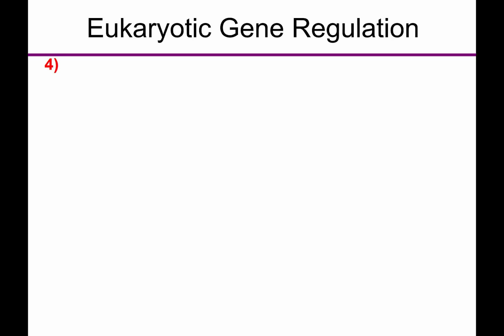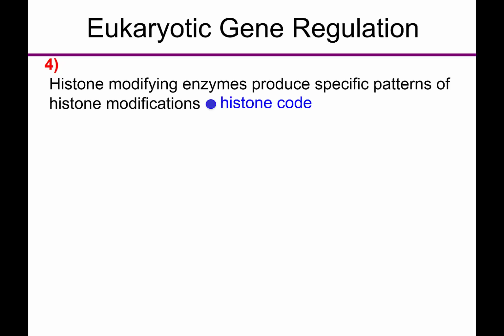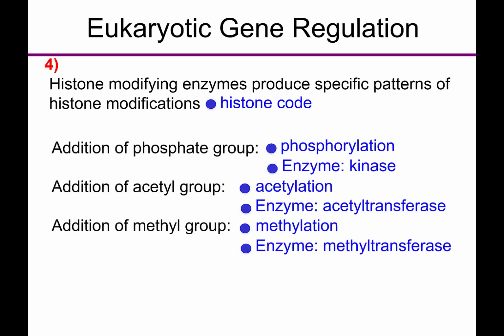For our 4th major way, histone modifying enzymes produce specific patterns of histone modifications. Now, when you modify the histones, the modifications you put in are called a histone code. There are different ways you can modify histones shown for you here. You can add a phosphate group. The enzyme that adds a phosphate group is called a kinase. You can add an acetyl group. That's called acetylation. The enzyme that does that is called an acetyltransferase.